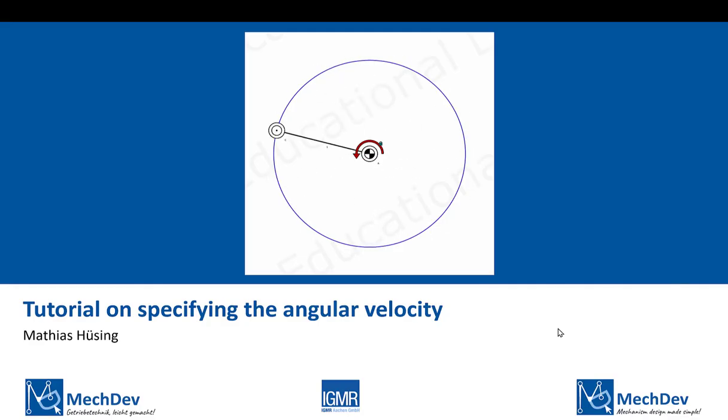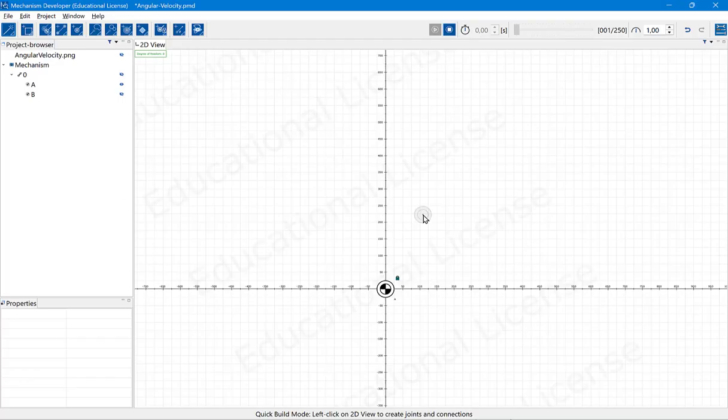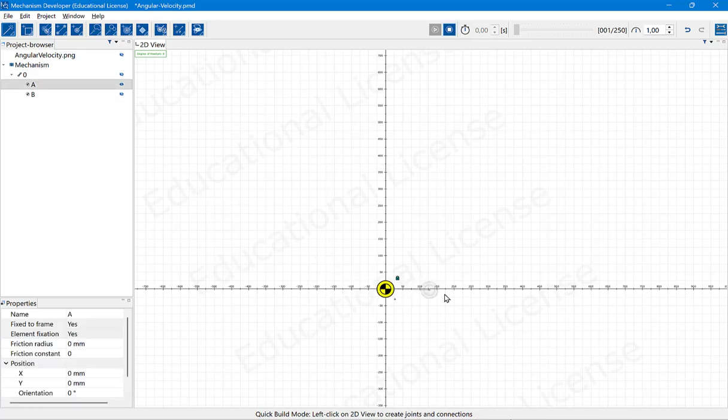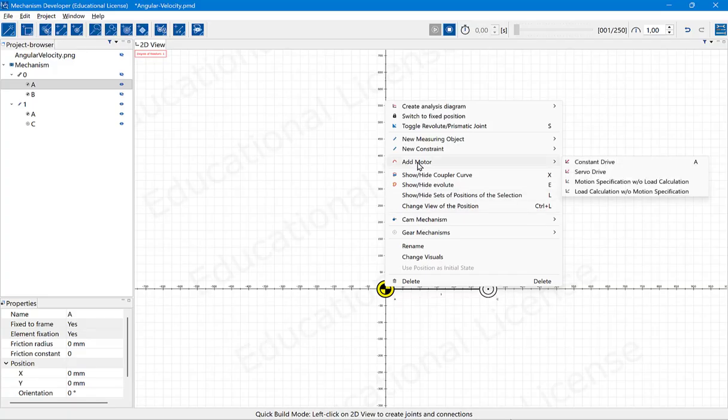Let's open MechDev. Here we see the graphical interface of MechDev, and I already have created a revolute joint in the frame. I want to create a link that rotates with a certain speed, so I go here in the quick build mode, and with the shift I can go here, exactly here if I want. I need to add a motor. In this case I want to talk about the constant drive.